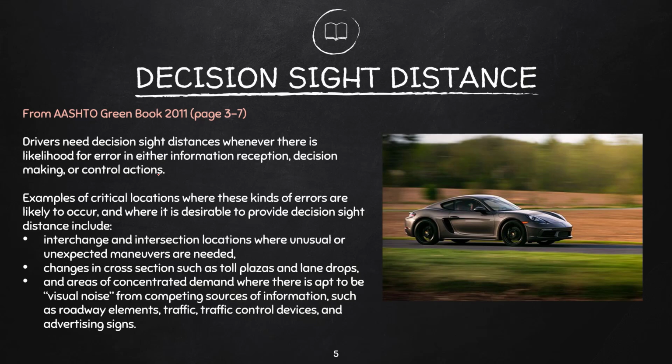Whenever there are a lot of objects present in an intersection, for example, or in a roadway, there is visual noise because there are a lot of things that you need to process, a lot of objects that you need to consider. With that, you need more time to decide on what action to do.